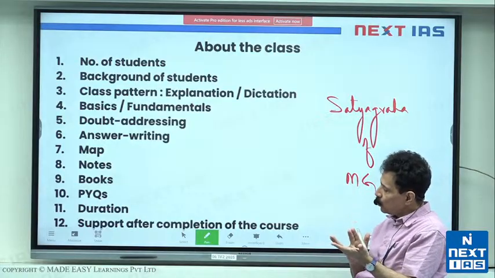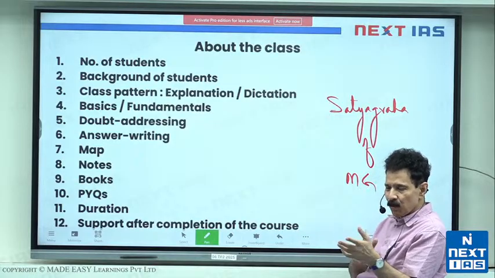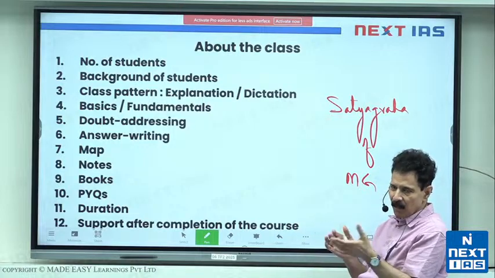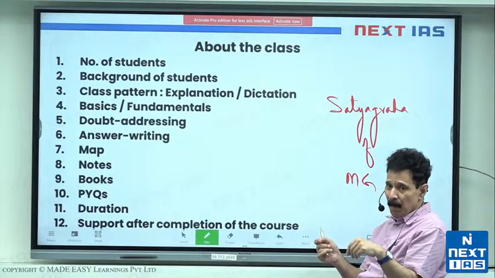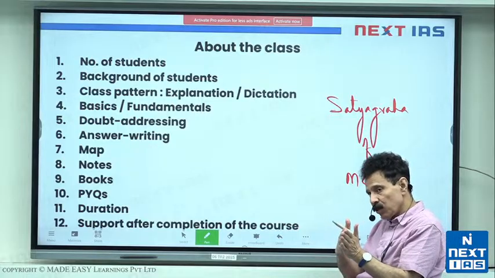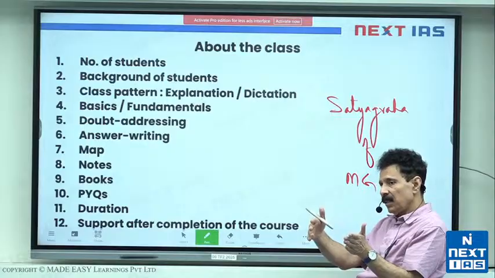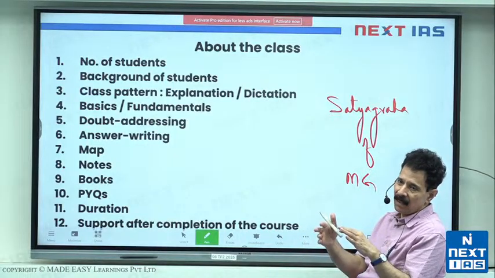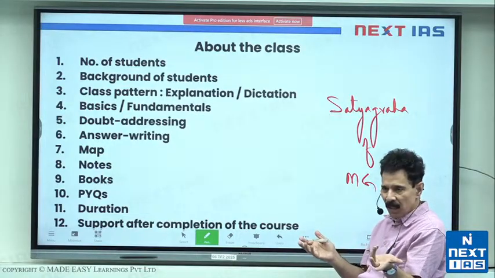So two means are there. One is email and second is phone. So through email and phone, we can always be in touch whenever you need my help. Regarding answer writing also, though I have said that during the course of these six months you become expert in answer writing, even after that, if you want to write answers and get evaluation, email is there.